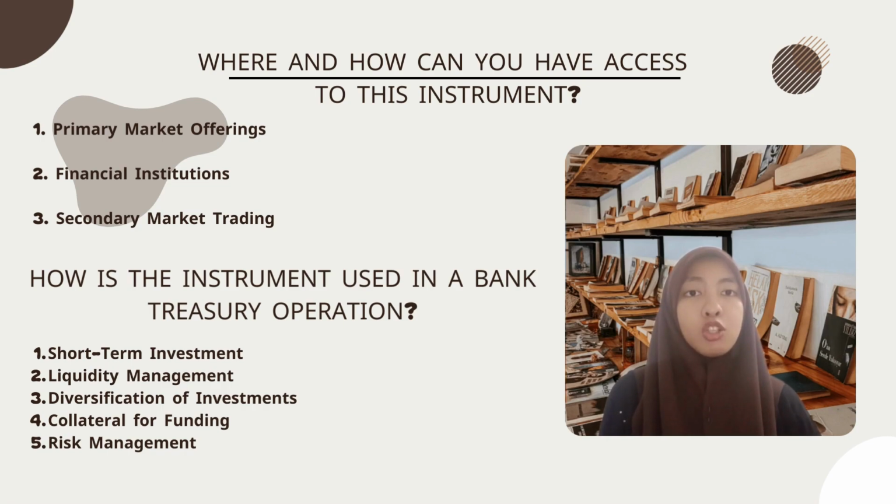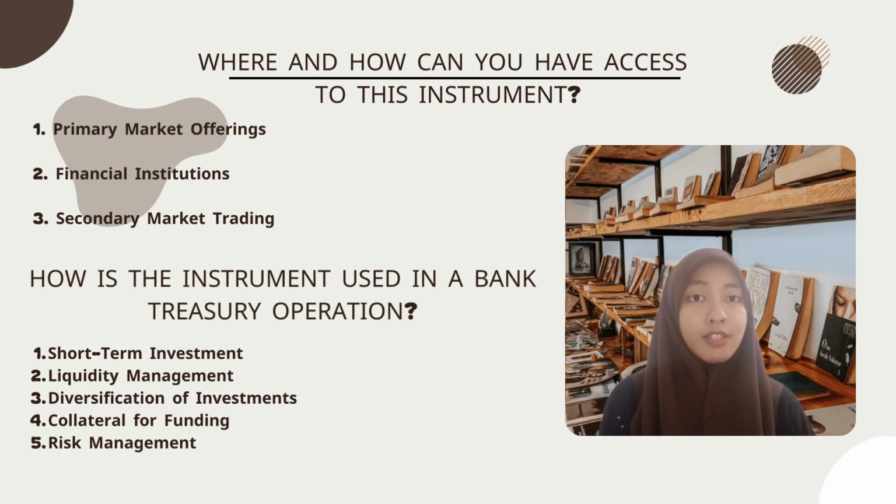First is short-term investment. Banks can invest their excess funds in Cagamas commercial papers as a short-term investment option. Second is liquidity management. Banks may use Cagamas commercial papers to manage their liquidity needs. By holding this paper, banks have readily tradable assets that can be sold in the secondary market to meet short-term funding requirements or address liquidity shortfalls.